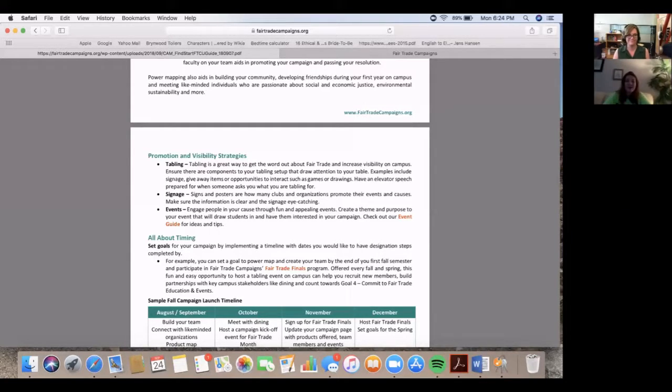Thanks, Kylie. Kylie covered signage there pretty well, and again, events. There are so many great and creative ways that you can bring fair trade to your campus, whether it's through a craft sale, a donation drive, a clothing swap. There are really fun ways that you can get students involved, and it's a great idea to play off of what students are interested in at the time.